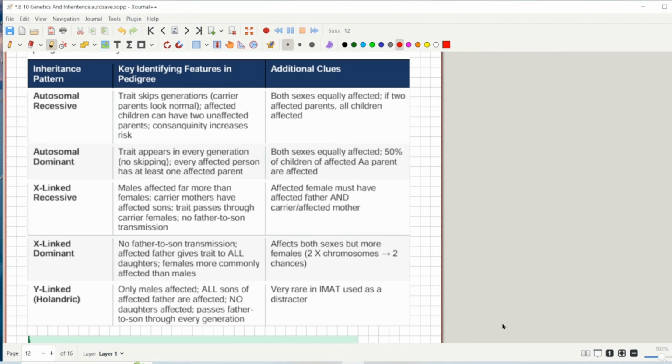The next thing is about X-linked recessive and X-linked dominant. You know that if more males are affected, then it is X-linked recessive, and if it is being passed from father to daughter directly, then it is X-linked dominant. Next thing is about Y-linked Holandric traits. Then you know that it goes through all males. If all males are affected, then it is a Y-linked Holandric trait. So take a screenshot of these additional clues and identifying features. They will help you a lot in your IMAT exam.